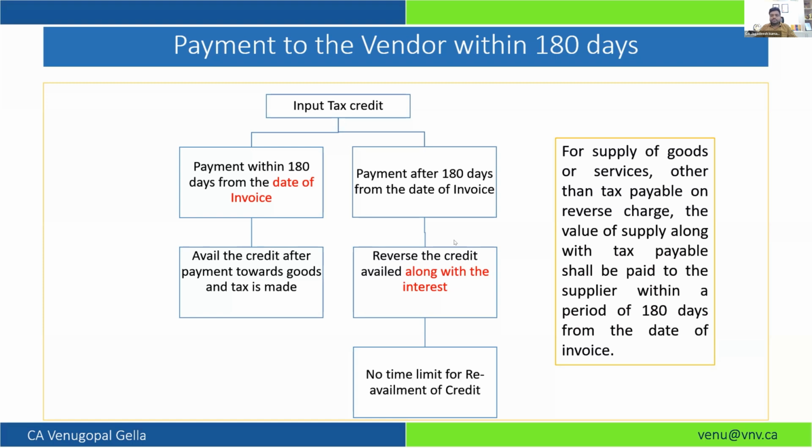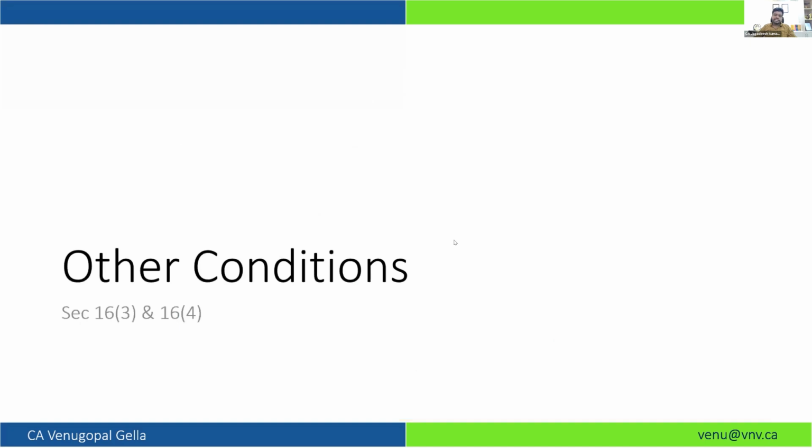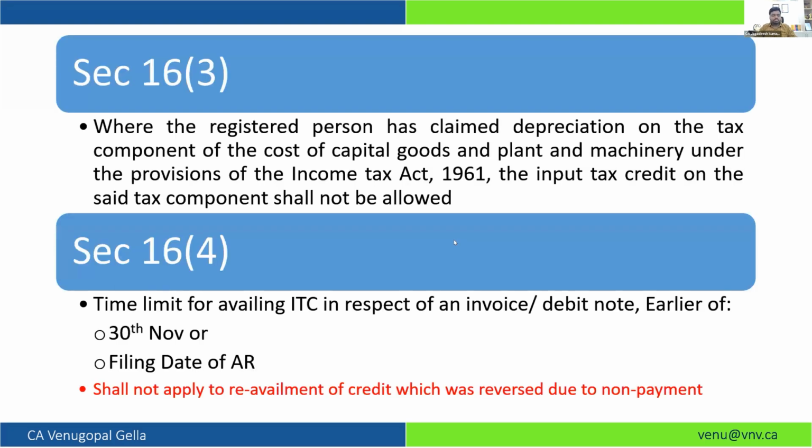Let's say the invoice date is 31st March 2022, and I have not made the payment till 30th September 2022. But I have made the payment on 31st December 2022. Then I can reavail the ITC on 31st December 2022. That's the case here. So this is the post condition. Even after availing the ITC, we need to satisfy the post condition in order to retain the ITC.